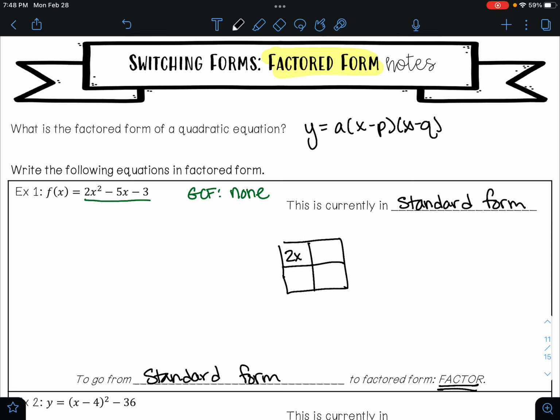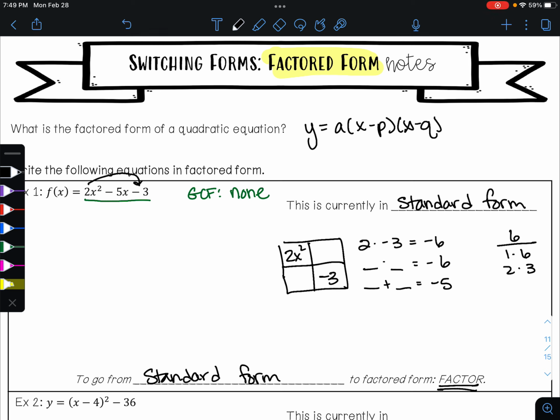First term goes in the first box, last term goes in the last box. You always need to multiply your first number by your last number. 2 times negative 3 is negative 6. So here I'm looking for factors of negative 6 that add to negative 5. If you're not sure, write out your factors of 6. The numbers that multiply to 6 are 1 times 6 and 2 times 3. Which pair could multiply to negative 6 and add to negative 5? 1 and 6. Here we'll have to have negative 6 and positive 1.